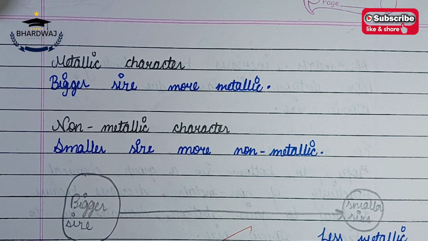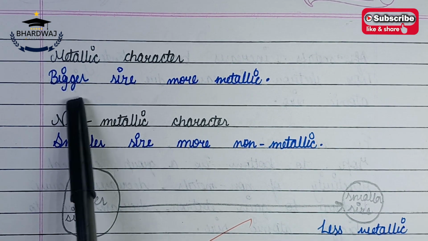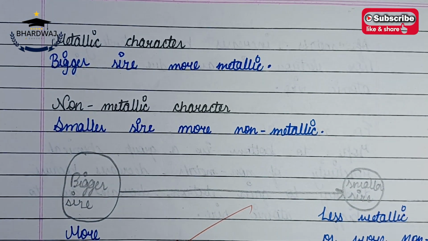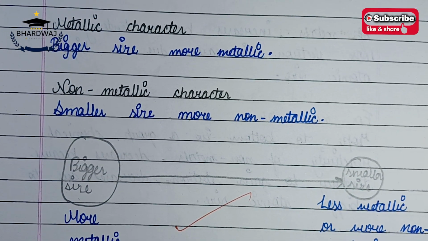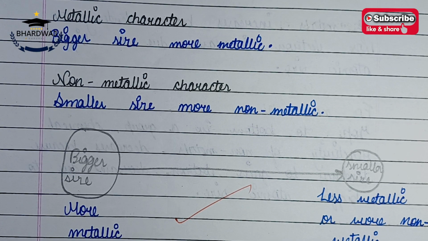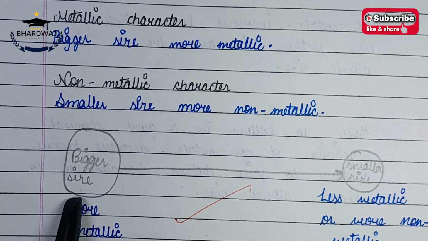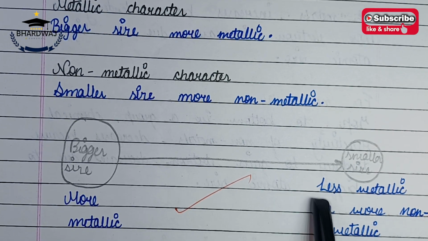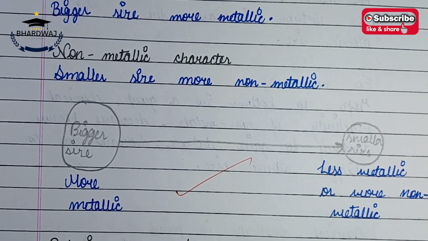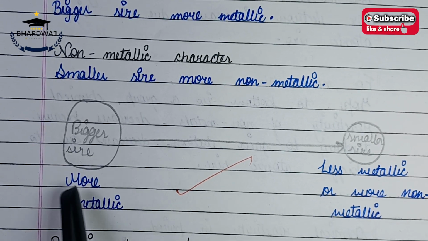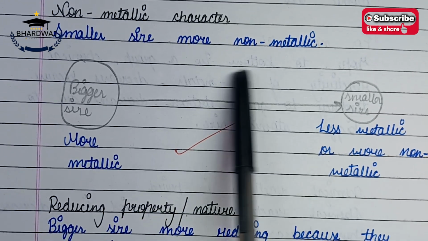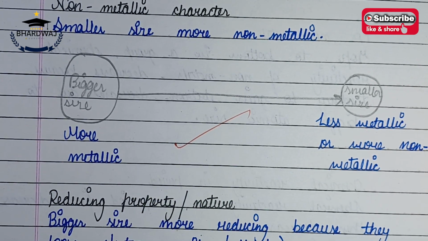Now let's talk about metallic and non-metallic character. Bigger size, more metallic, and smaller size, more non-metallic. So if the element is more metallic, then it is of bigger size. The starting elements are of bigger size and the last ones like halogens are the smallest. So the halogens are less metallic or more non-metallic, and the bigger size elements are more metallic and less non-metallic. The in-between elements may be called metalloids.